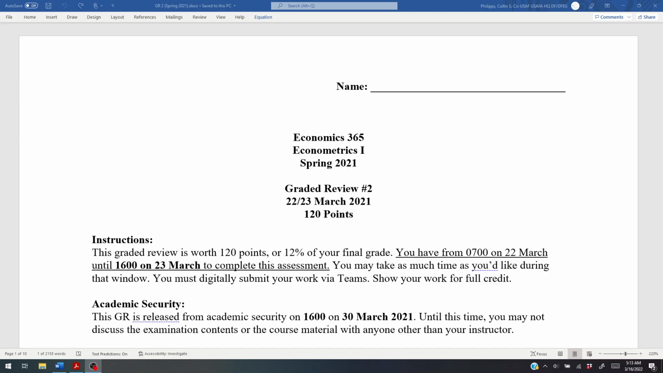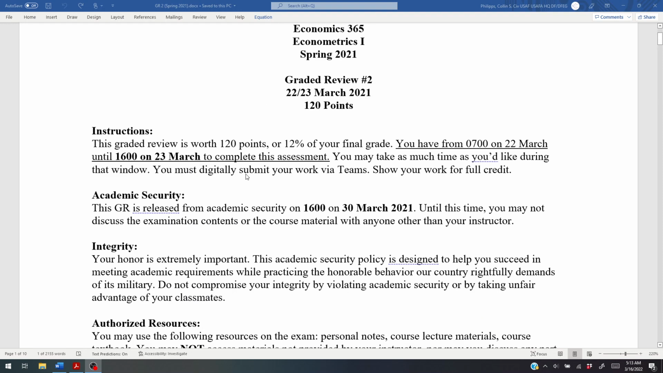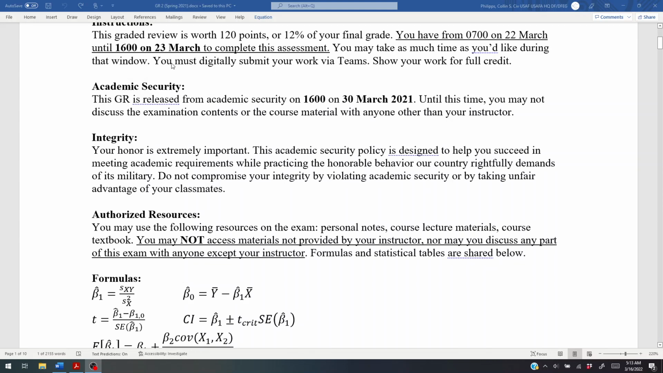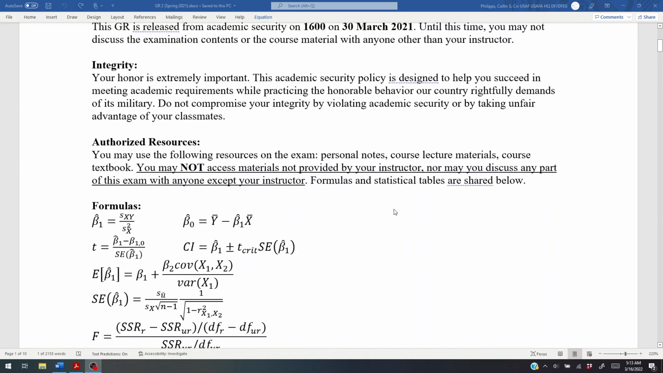Good morning, everyone. Very quickly, we're going to try to speed run the second exam from spring of 2021. So this is last year's exam. We're looking at it right now. Looks like a normal exam, all of the usual sorts of things: instructions, academic integrity, authorized resources. Read those on your own time.